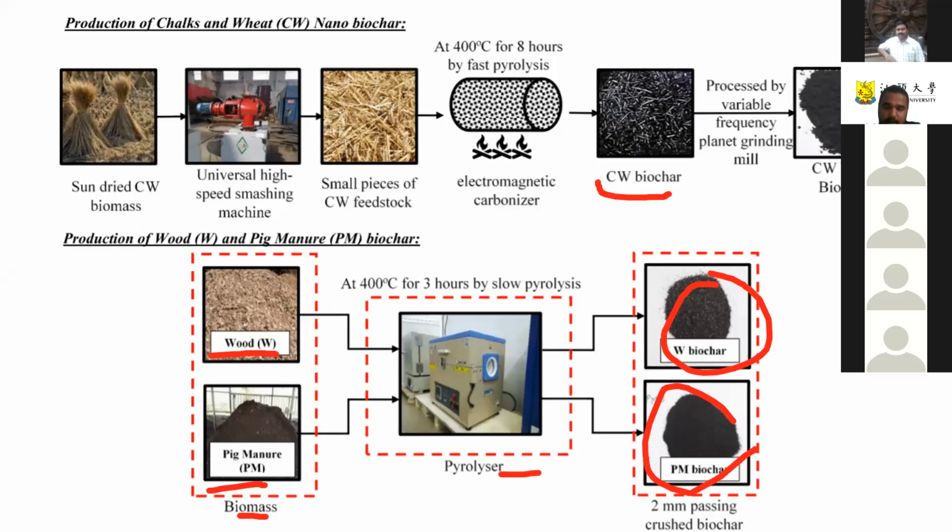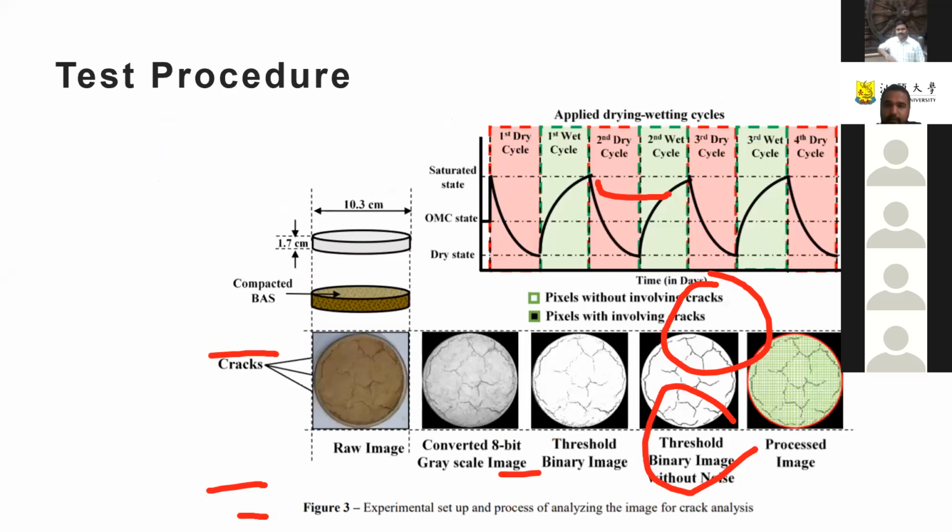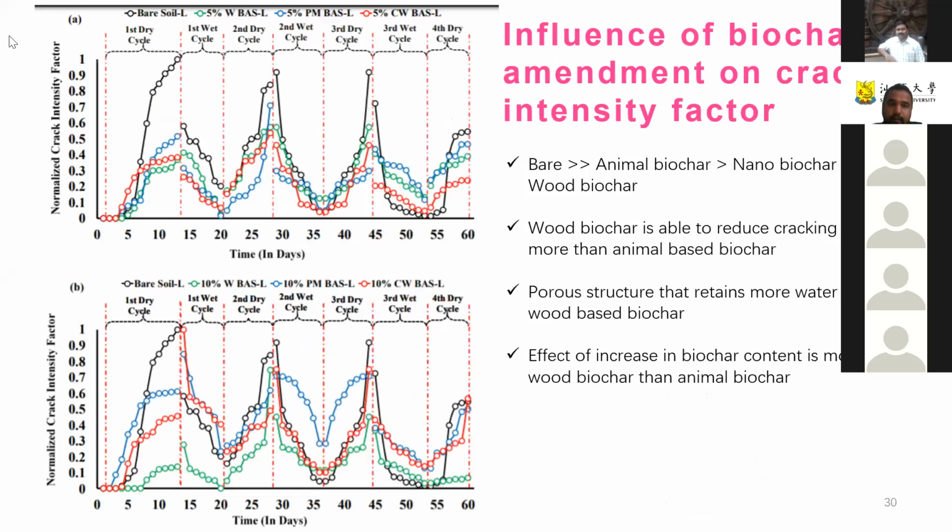We conducted very preliminary experiments at a very small scale in the laboratory, at 4 different drying-wetting cycles. We used a small dish where we compacted soil and soil-biochar mix. I'm not going through details, but in terms of results, the bare soil and the animal-based biochar both have very high cracking intensity. The cracks were very common in these two types of soils. The soil with wood-based biochar had minimum cracking. The reason we found was that the wood-based biochar has more porosity and also functional groups, which help to retain more water.